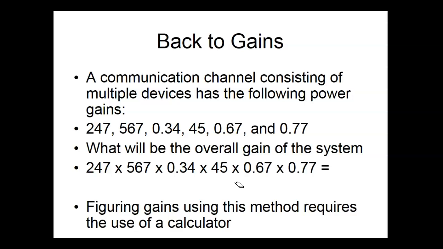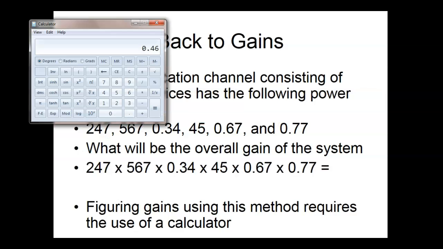A communication channel consists of multiple devices with the following gains. Of course, we multiply it all out. Figuring the gain, what would our gain be here? So I would come up here and I'd take 247 times 567 times 0.34 times 45 times 0.67.